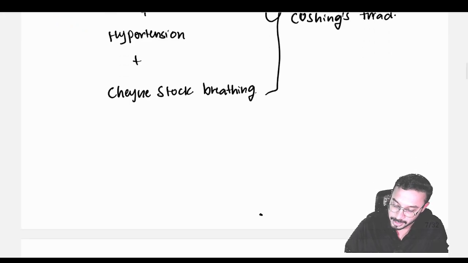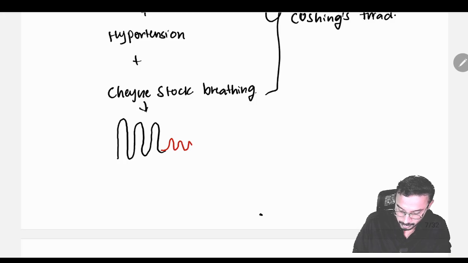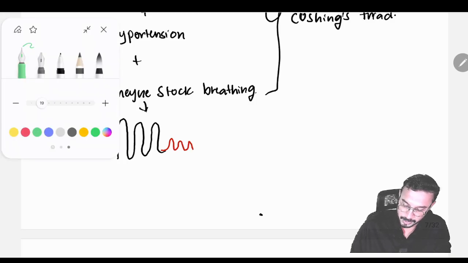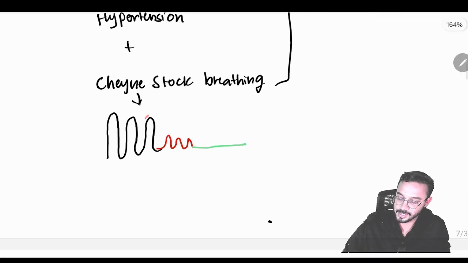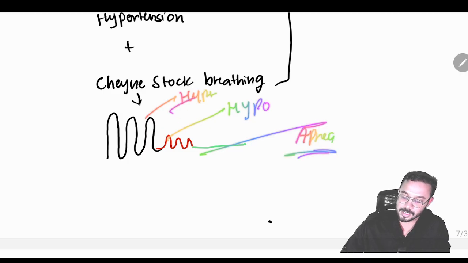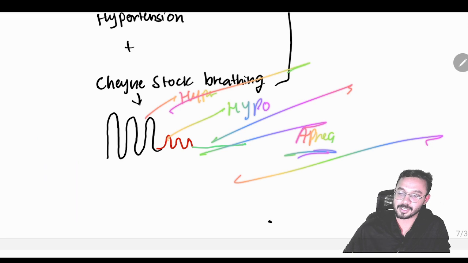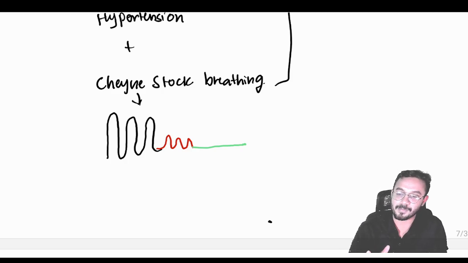What do you mean by Cheyne-Stokes breathing? The person breathes too fast, and later the person breathes too little, and next the person will not breathe at all. So look at the breathing pattern here. Too fast, too slow, no breathing. Hyper, hypo and apnea. Fast breathing, less breathing, no breathing. This is known as Cheyne-Stokes breathing, which we especially see in head injury patients or raised ICP.